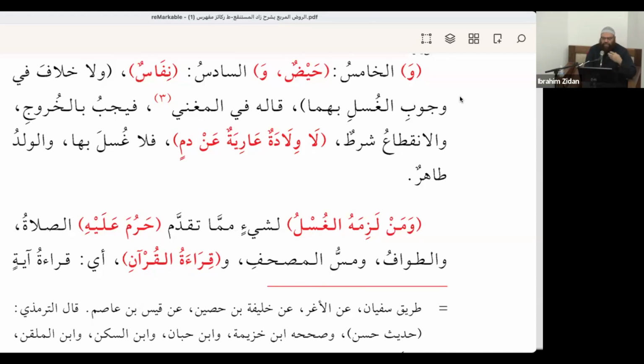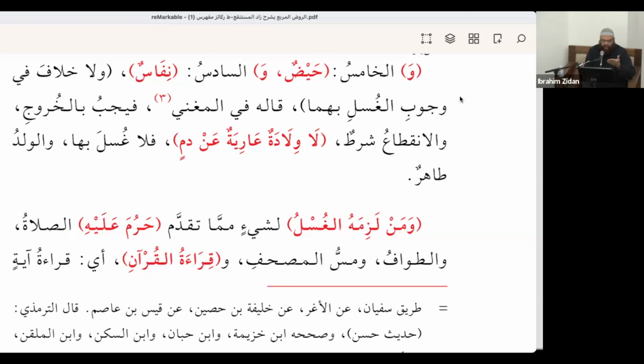Imagine if it rarely happens that a woman would give birth and no nifas, no afterbirth blood. So what is the ruling for this woman? No blood came out. So as a result of that ruling, the ghusl is what? Is not wajib. Because the wujub was with khuruj al-dam. So since the dam did not come out, that means there's no ghusl. لا ولادة عارية عن دم. If she gave birth and there was no blood.